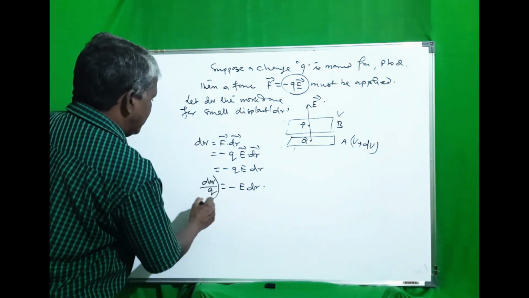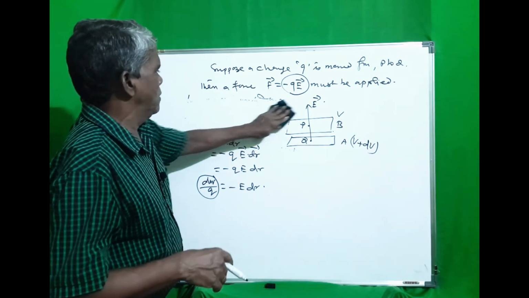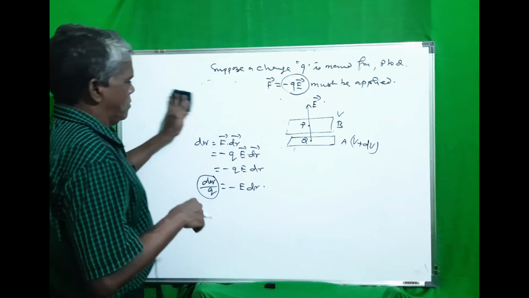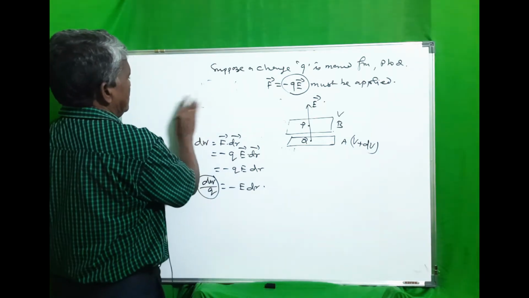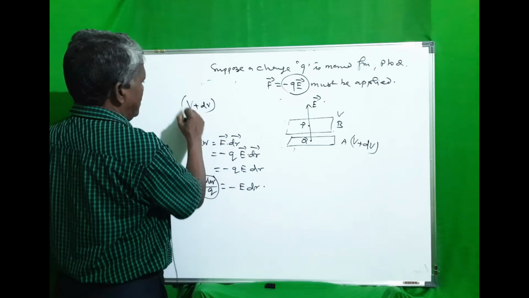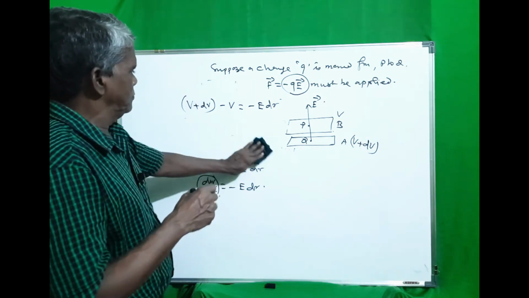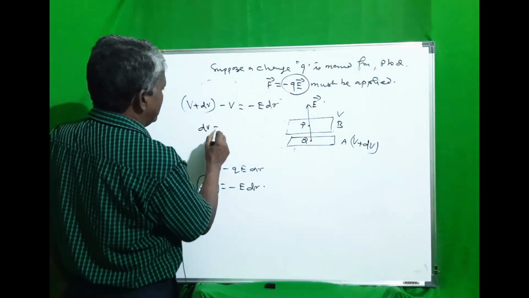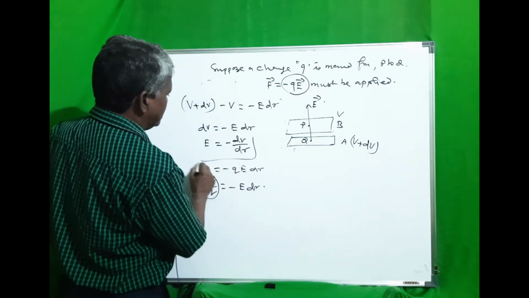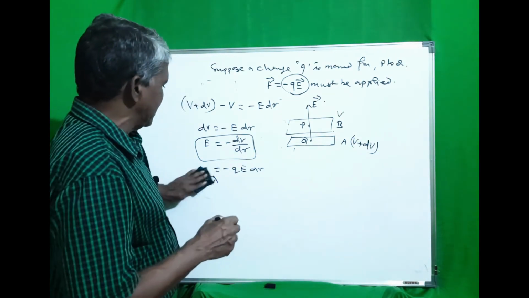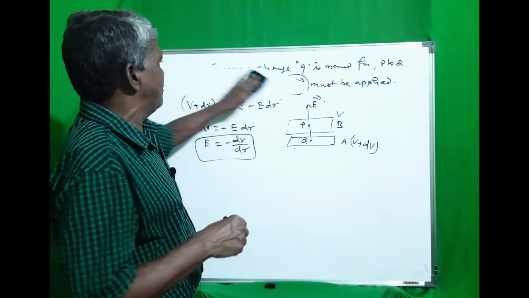But work done per unit charge is the potential difference between two points. So dW by Q is the potential difference, that is V plus dV minus V is equal to minus E dr. And dV is equal to minus E dr, and E is equal to minus dV by dr. Thus, negative of potential gradient at any point is the tangential component of the field at that point.